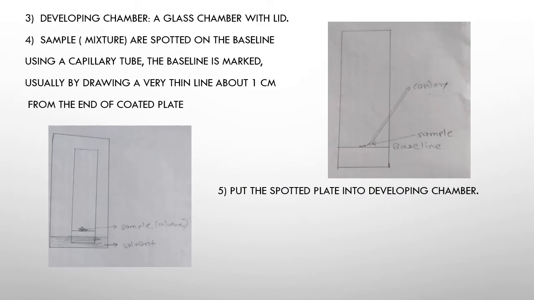Next is the developing chamber. A glass chamber with a lid is the developing chamber, and the sample, a mixture like protein samples or amino acid samples, is spotted on the baseline using a capillary tube. The baseline is usually marked by drawing a very thin line about 1 centimeter from the end.